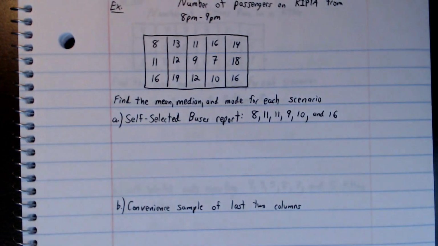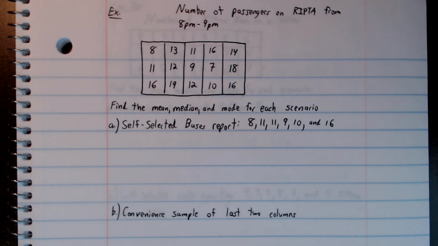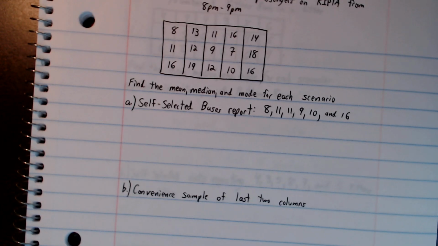So we have a couple of examples here, right? We have the number of passengers on a RIPTA bus from 8 p.m. to 9 p.m. These are all different buses still running, I guess, at night, and these are the number of people taking that bus at this time. By the way, I completely made these up, so I don't know if that's true or not.